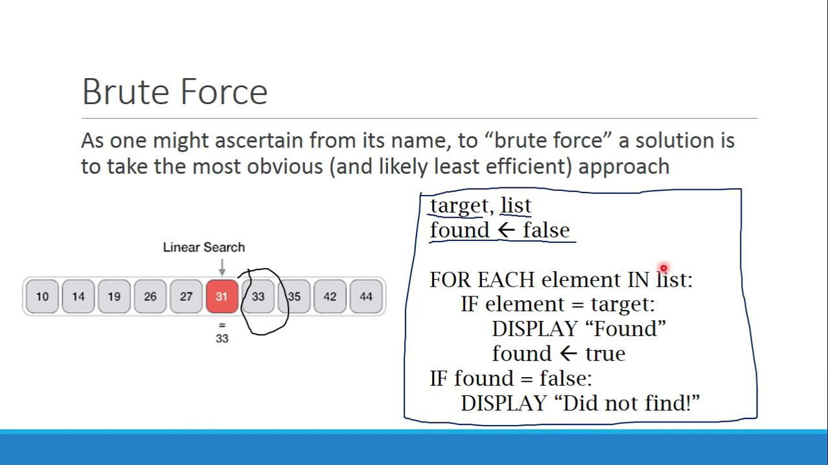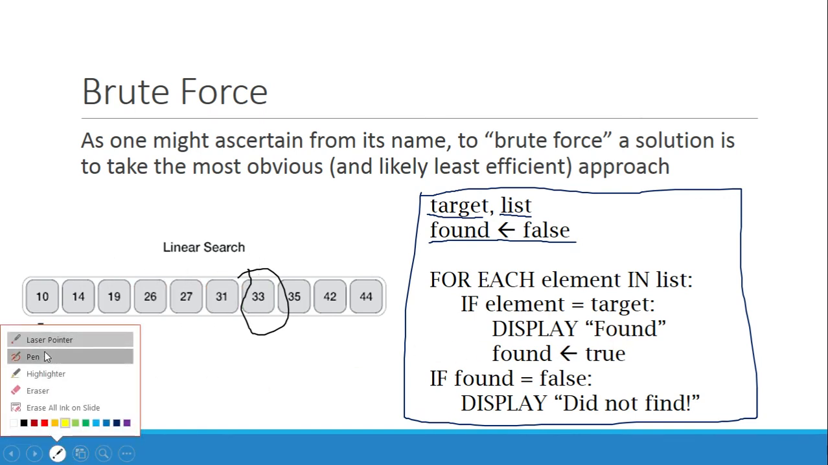And then after we're done searching the whole list, I see if that found variable was false. If it was false, then I say, oh, hey, we didn't find the number. If we never found 33, then at the end of it all, we do want to let the user know that. But if we did, we can just let them know immediately.